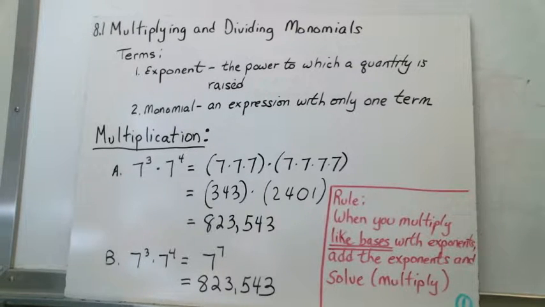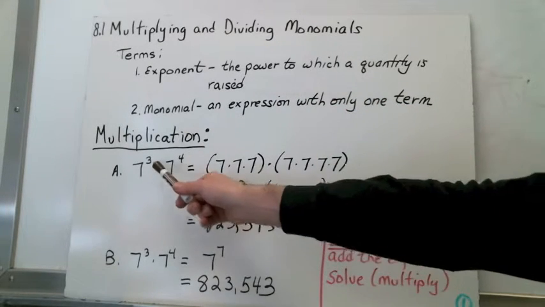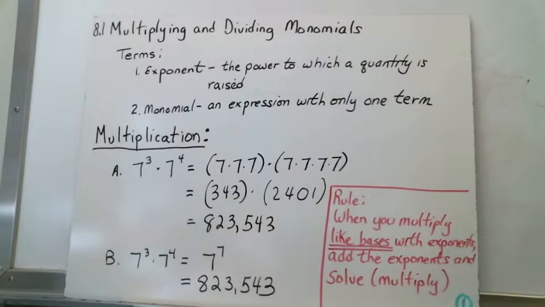We're going to begin Chapter 8, Exploring Polynomials. Today's lesson, 8-1, Multiplying and Dividing Monomials. We have a few terms we want to review to make sure that we are ready to proceed. First term is exponent, remembering that exponent is the power to which a quantity is raised. This is an exponent, 7 to the third power, 7 to the fourth power. It's the power to which a number is raised.